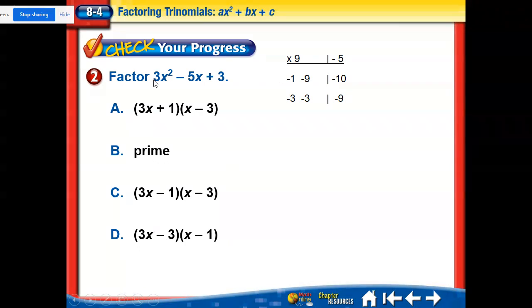That is possible. So 3 and 3 is 9, and we're looking for it to add up to negative 5. Negative 1 and negative 9 is negative 10. Negative 3 and negative 3 is negative 6. That's a miss. So this one's got to be prime.